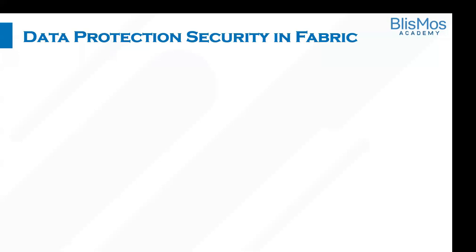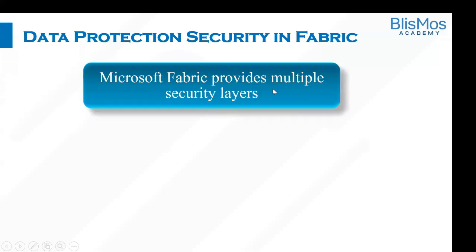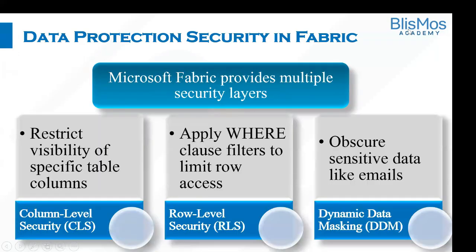So let us understand this. The data protection security also has three dimensions. Okay. So we have three dimensions within the data protection. One is column level security. Second one is row level security. And the third one is dynamic data masking.